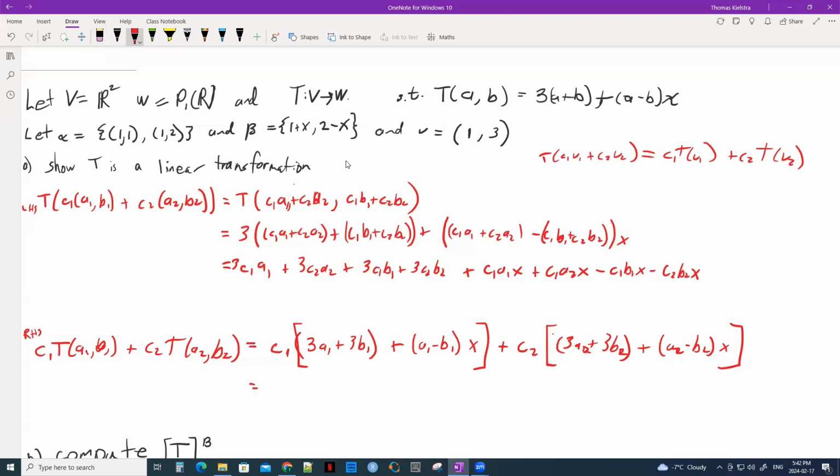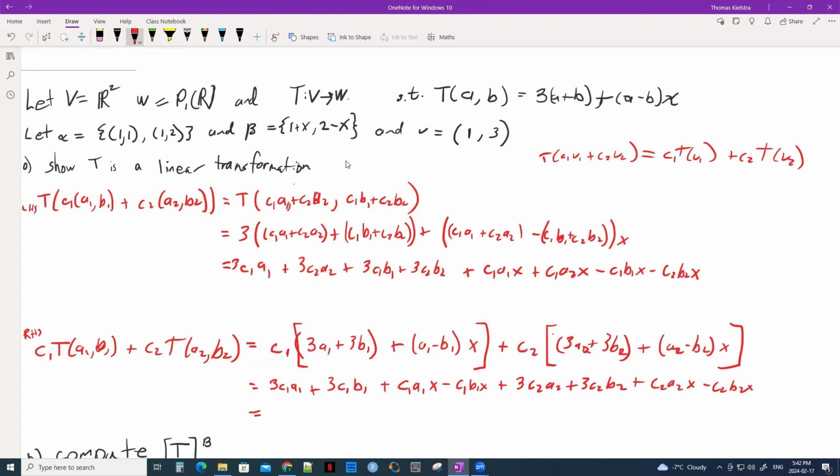And now distributing, we get 3c1a1 + 3c1b1 + c1a1x - c1b1x + 3c2a2 + 3c2b2 + c2a2x - c2b2x.